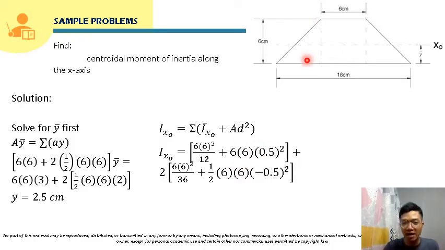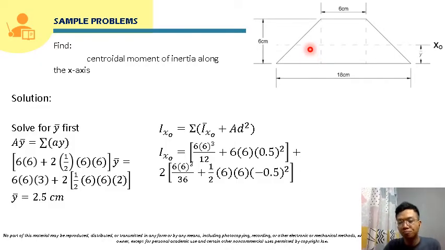Now for the triangle, we can just analyze one triangle here and just multiply it by 2, since these two triangles are identical. So for this triangle, its centroidal moment of inertia is BH cubed over 36. And the centroid of this triangle is actually 1/3 of 6, so that is 2. 2 from the base, so 2 centimeters.